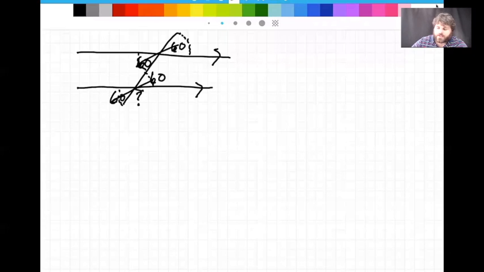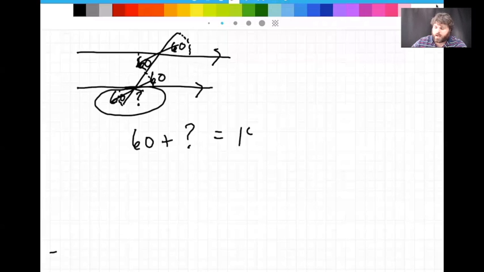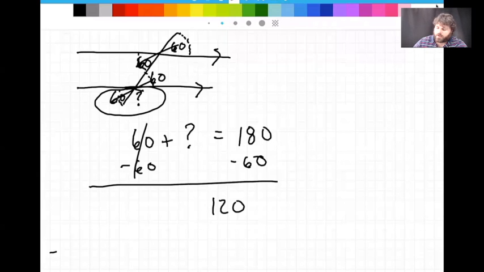Well, what do we know about these two? These are linear pairs, right? They make a straight line. So that means that 60 plus the question mark has to equal 180. It's because these lines are parallel that I can say that. Well, if I just solve for the question mark, if I take away 60, I get 120 degrees. So that means that unknown angle there was 120 degrees. Okay, so that's one that's kind of basic.